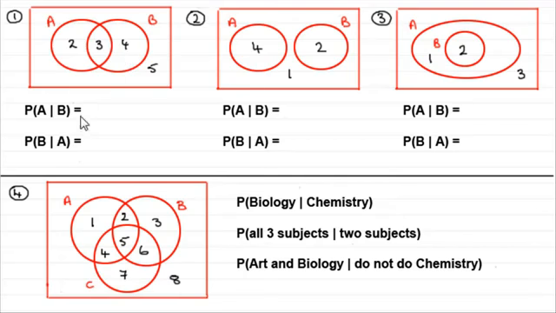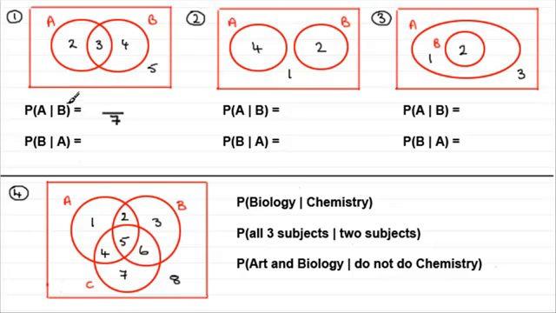Now if we're asked a question like this, what's the probability that someone does art given that they do biology, A given B, then all we need to do is say, okay, they do biology, so how many people do biology? Well, we can see from here these people, 3 and 4, do biology. They're all in the set here for biology, so that's a total of 7 people. 3 and 4 is 7. So that means our denominator here is 7. We've got 7 people doing biology.